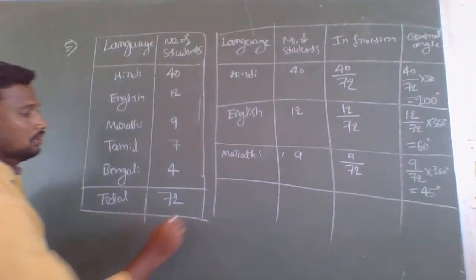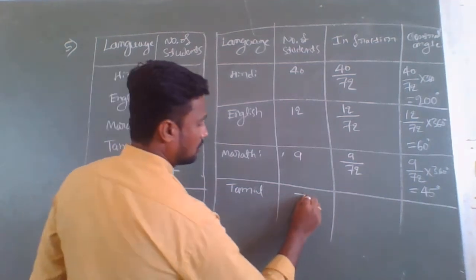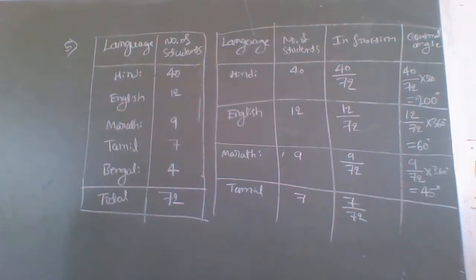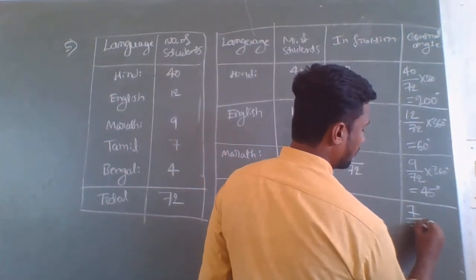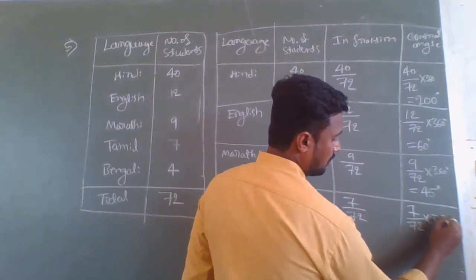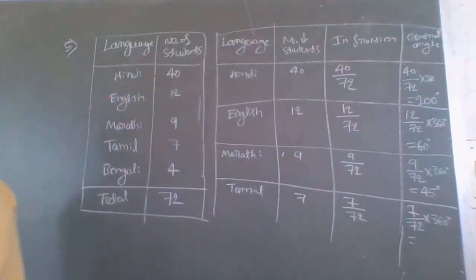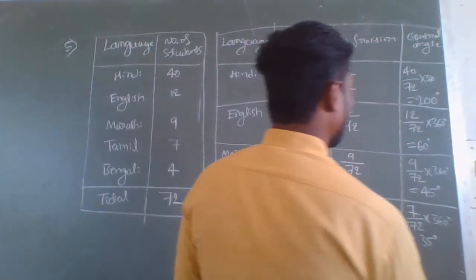Next again, Tamil is spoken by 7 students. The total number of students is 72. Therefore 7 by 72, and the central angle is 7 by 72 into 360 degree. What will you get here? For Tamil, it is 35 degree. Calculate all these values.